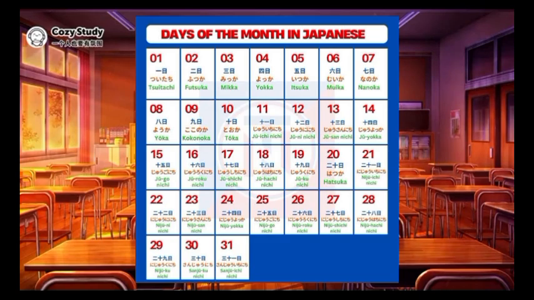For the fifth, Itsuka. Sixth day of the month, Muika. Seventh day of the month, Nanoka. Eighth day of the month, Yoka. For the ninth of the month, Kokonoka. For the 10th, Tooka.